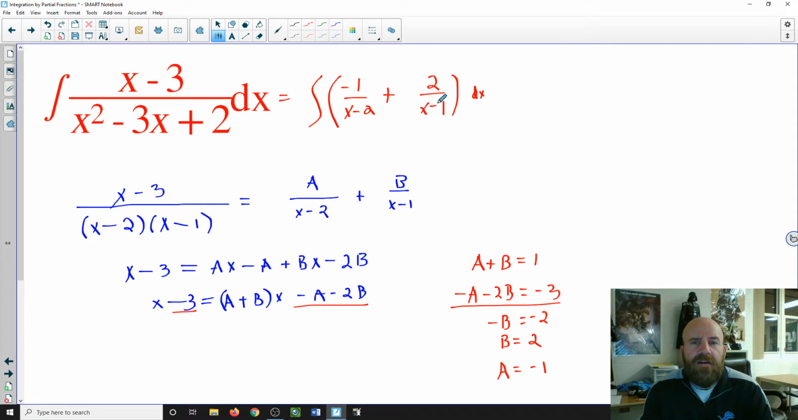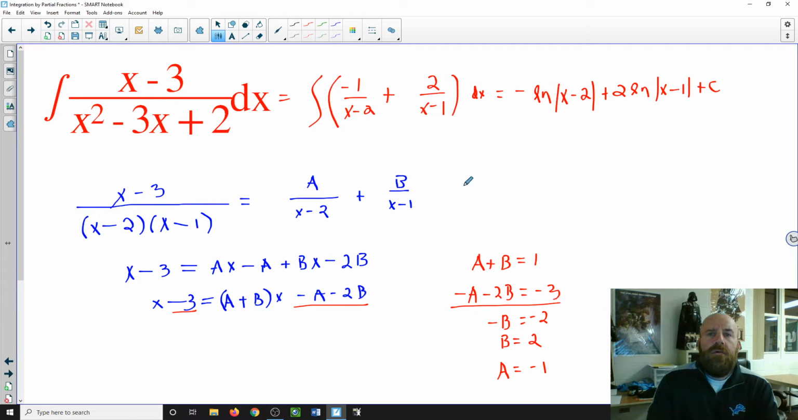So now we can integrate the fractions separately. So we end up with the integral of this first one would be negative natural log of x minus 2 plus 2 times the natural log of x minus 1 plus c. Alright, so that's how we handle partial fractions.